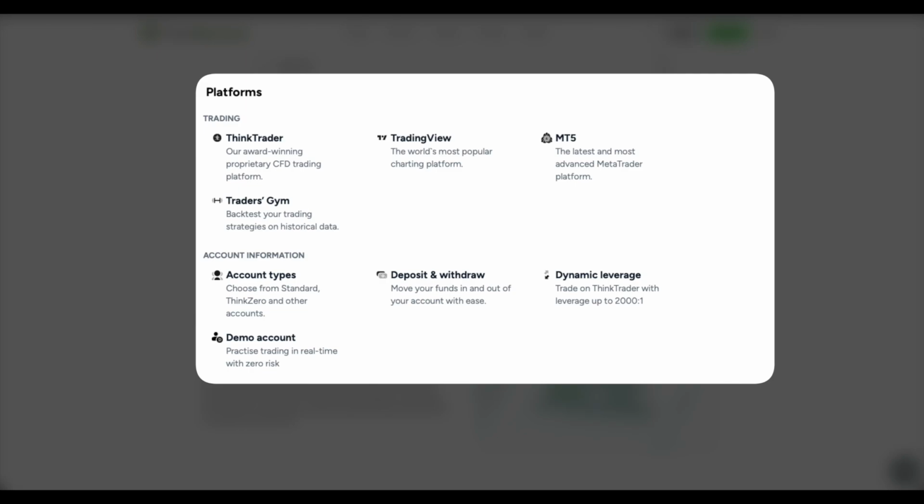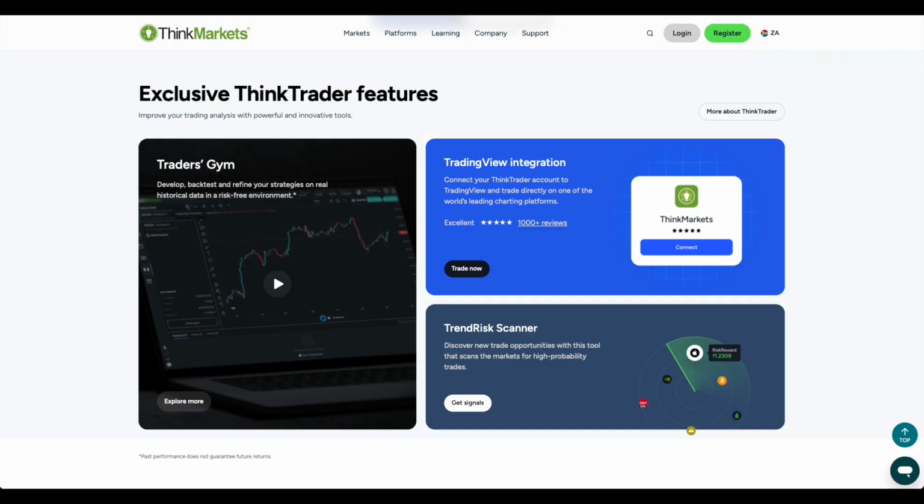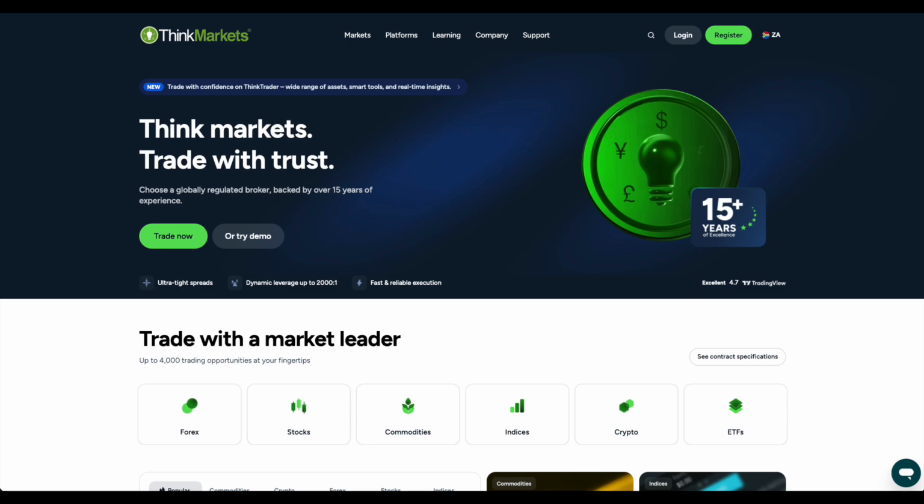Execution is stable, the platforms are feature-rich, and switching between markets is smooth whether you're trading from a desktop or a mobile device. Overall, ThinkMarkets positions itself as a broker that combines strong technology, flexible account options, and access to a wide range of global markets. Whether you're starting out with a Standard account, trading raw spreads on ThinkZero, or using the ThinkTrader account for its advanced tools and clean interface, the platform gives traders multiple ways to approach the market.